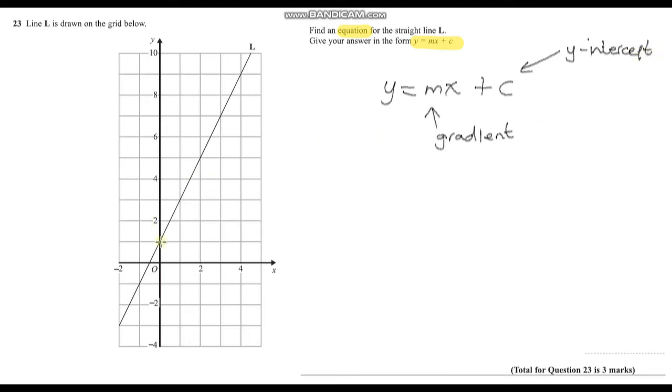Well, we can see where it crosses the y-axis. This point here is 1. So we know that c is going to equal 1. And now we just need to work out the gradient.